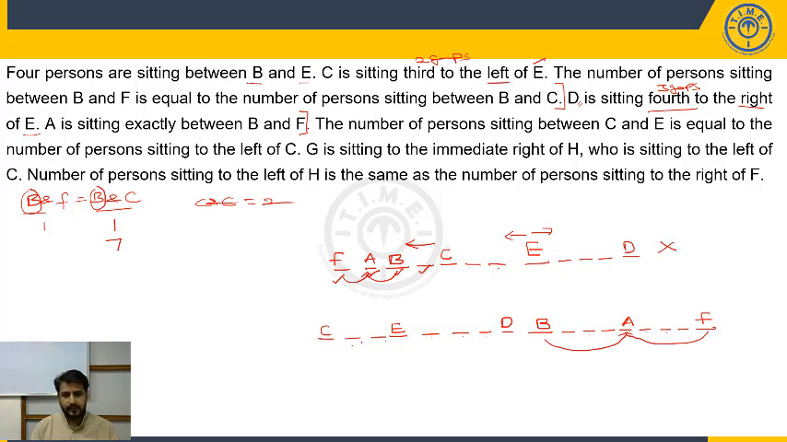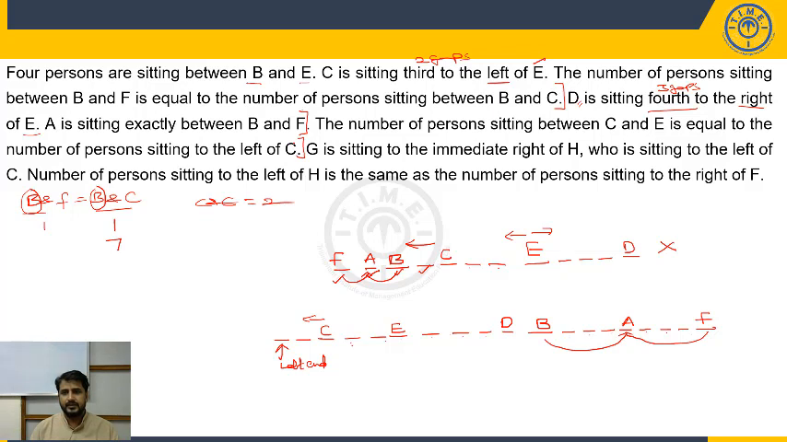Now here, between C and E, how many are there? 2 people. So left of C, how many will there be? 2. So we can confirm that this position is the left hand. You can confirm that left hand position. Next, we have completed up to here.